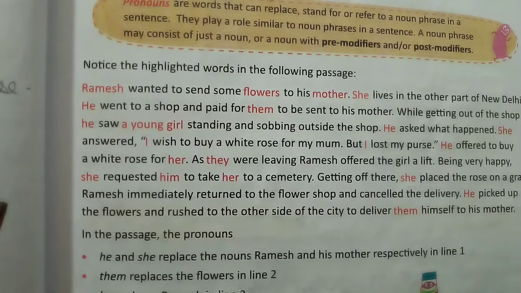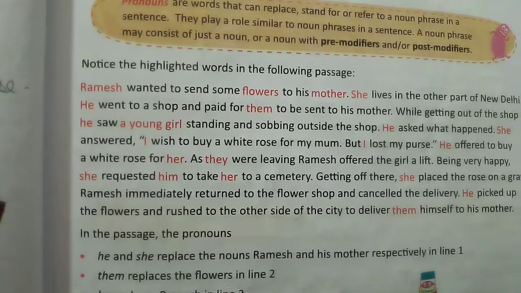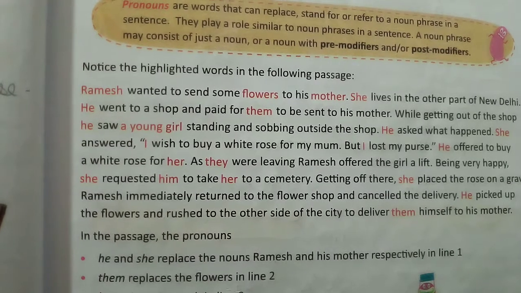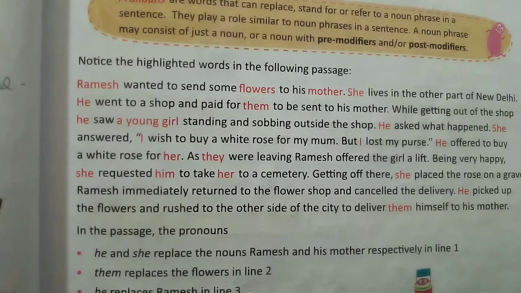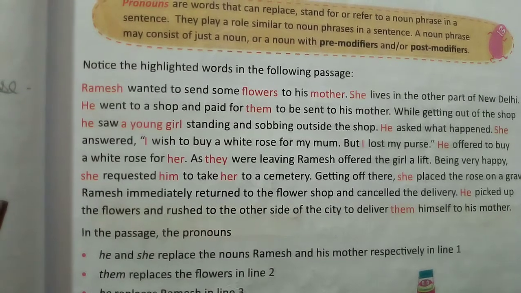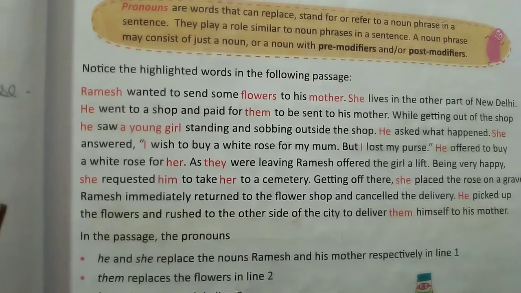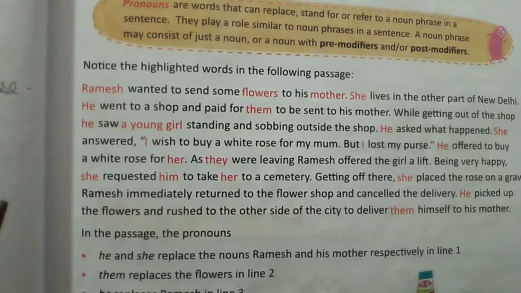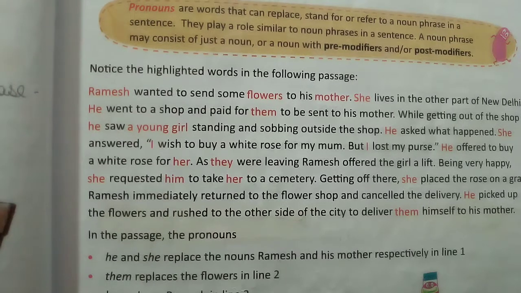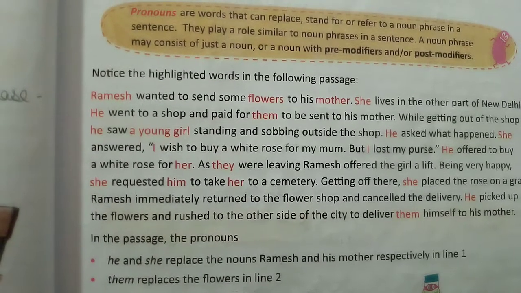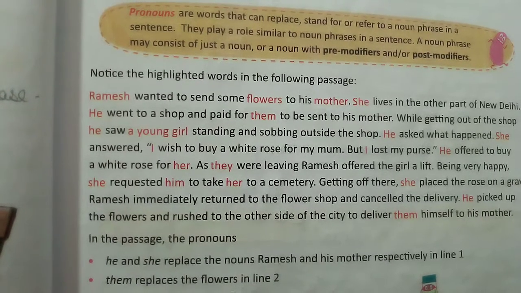Now, in the next line, as we can see, he went to a shop and paid for them. Whom did he replace? The word he has been replaced for Ramesh. Them refers to what? Flowers. The noun flowers has not been used again; instead of using the flowers again, them has been used. The noun flowers has been replaced by the pronoun them, to be sent to his mother.